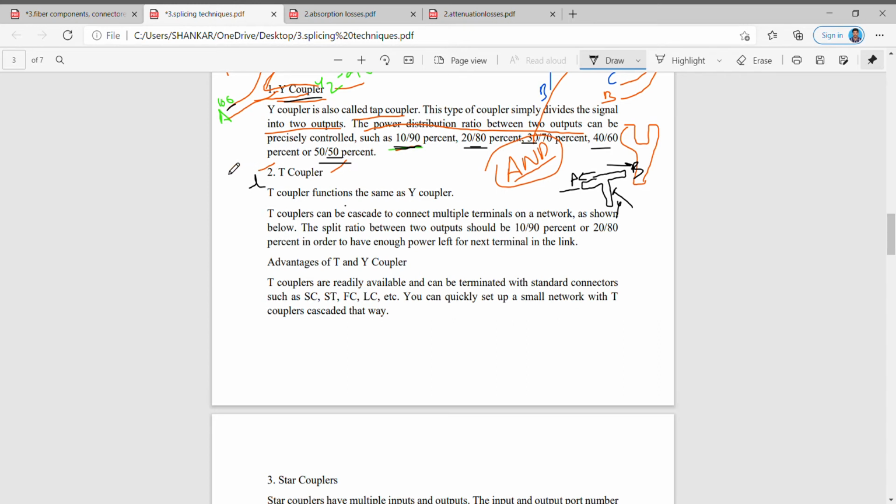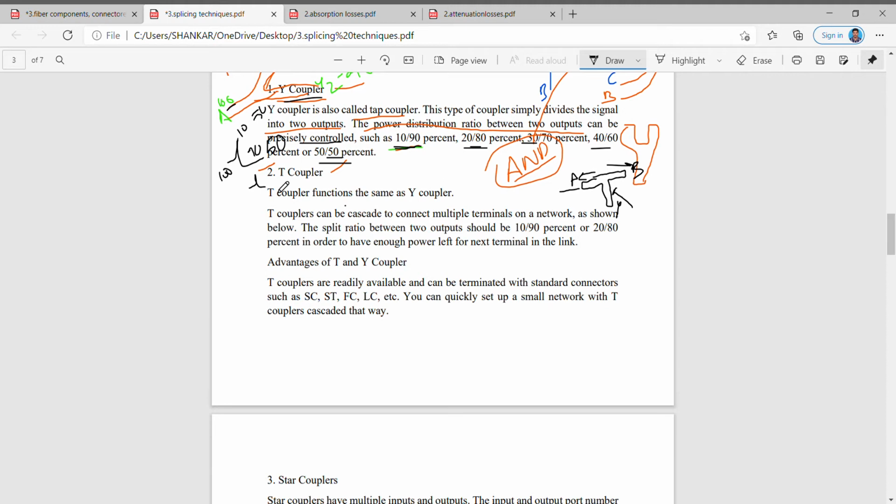That means you have one input and two outputs. If you give an input of 100, we can get one output of 10 and the other output of 90. If it is 50, the other is also 50. We can control the Y coupler precisely and easily, based on our power requirement.